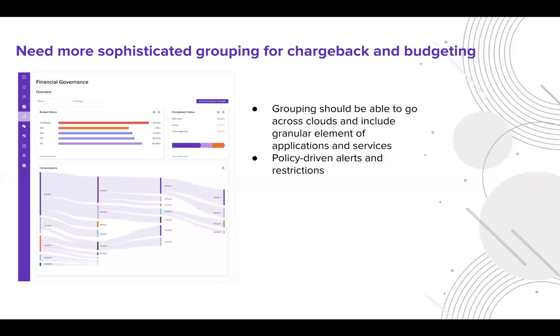So again, we are really about automation, and we are really about giving you the capability to look deeper into your cloud deployments, not just on a single cloud, but multi-clouds and on the application service level as well.